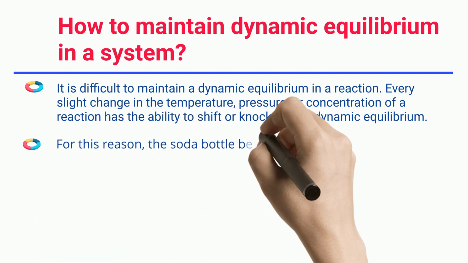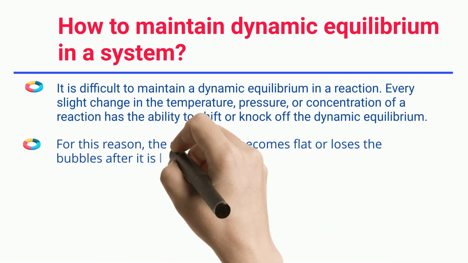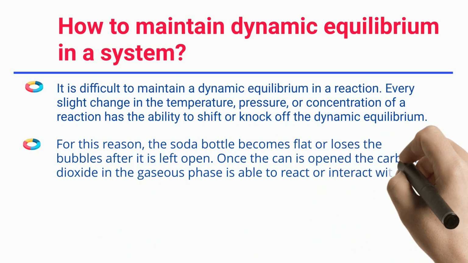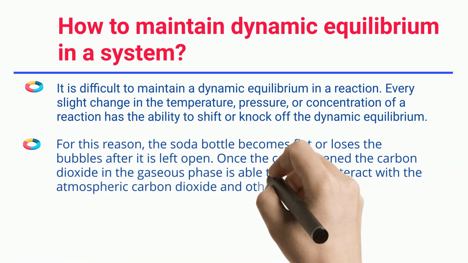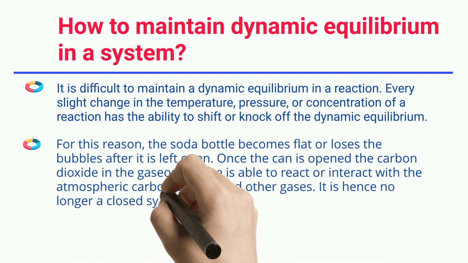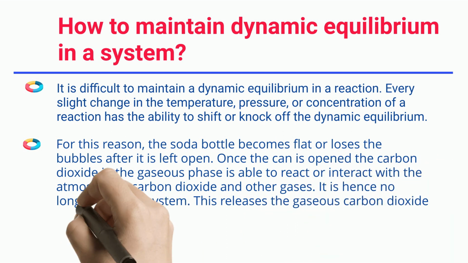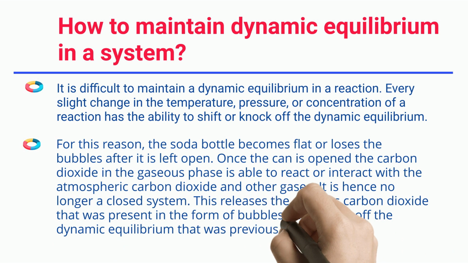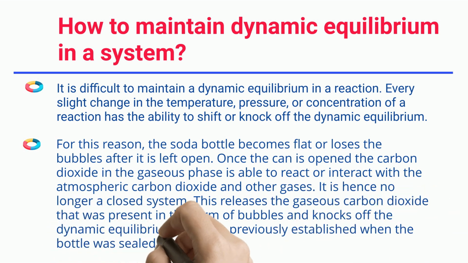For this reason, the soda bottle becomes flat or loses the bubbles after it is left open. Once the can is opened, the carbon dioxide in the gaseous phase is able to interact with the atmospheric carbon dioxide and other gases. It is hence no longer a closed system. This releases the gaseous carbon dioxide that was present in the form of bubbles and knocks off the dynamic equilibrium that was previously established when the bottle was sealed.